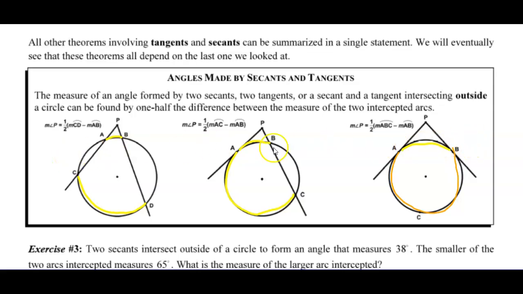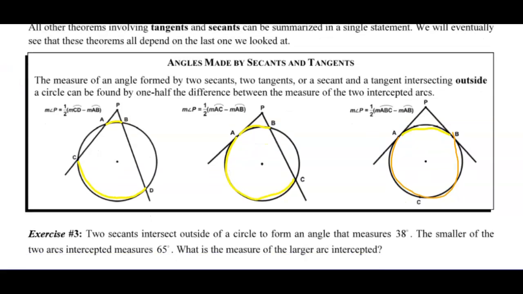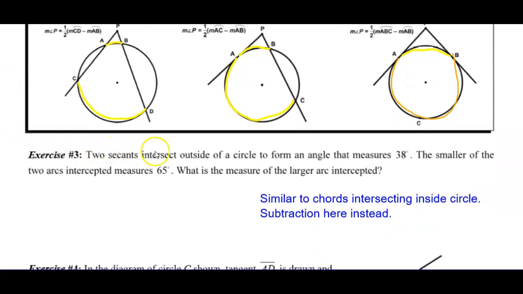But no matter what, we have 2 arcs in each one. And what's happening here is that the exterior angle is always half of the difference between those arcs. No matter what, if you have an exterior angle, that angle will be equal to half the difference between those 2 arcs. So you have a bigger arc, you have a smaller arc, you subtract them, take half of that. Every time.